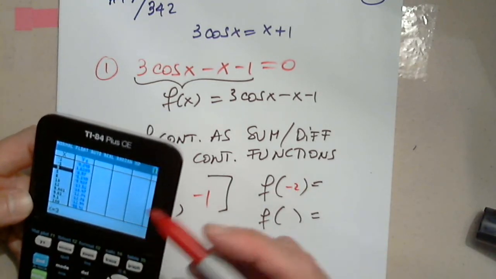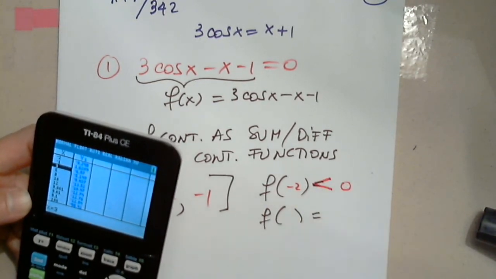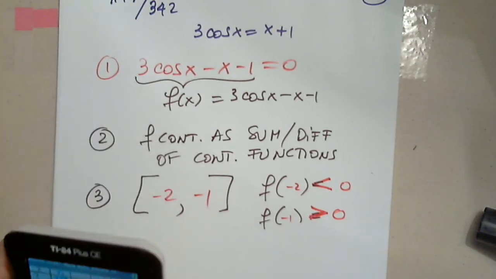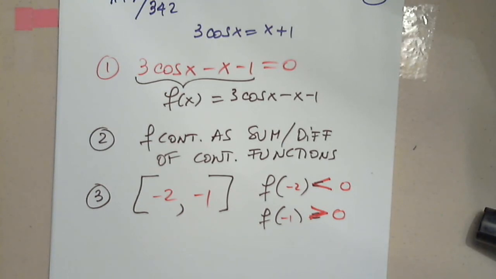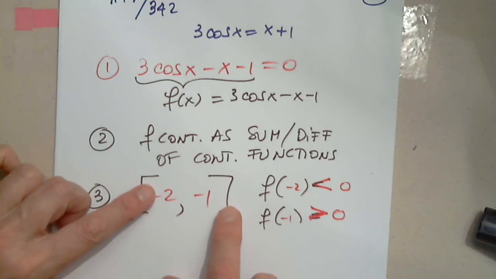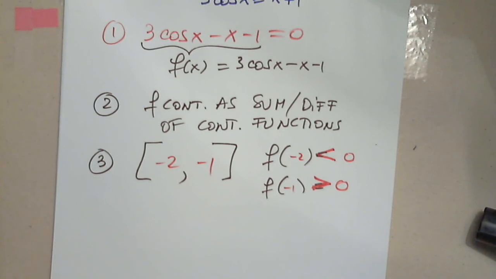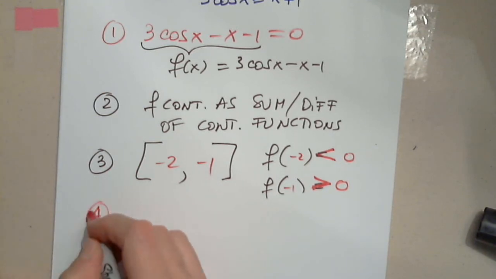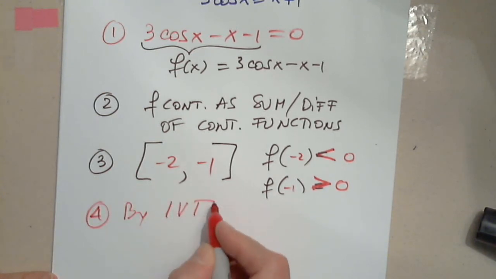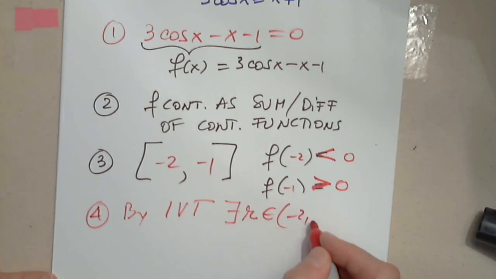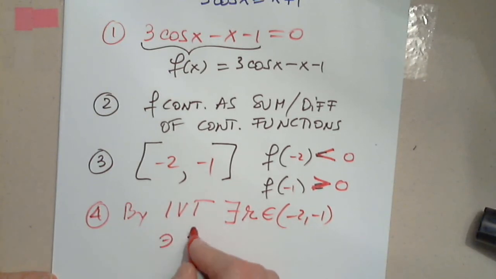At -2, the function is less than 0. And at -1, the function is greater than 0. I don't have to write what it is. It's not important. So now keep in mind we're trying to find a solution between these numbers. I will have to say number 4, by IVT, there must be a solution R in the open interval -2, -1, such that f of R is 0.